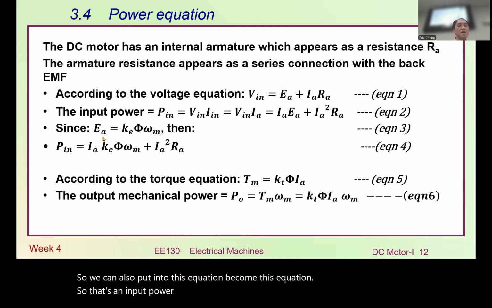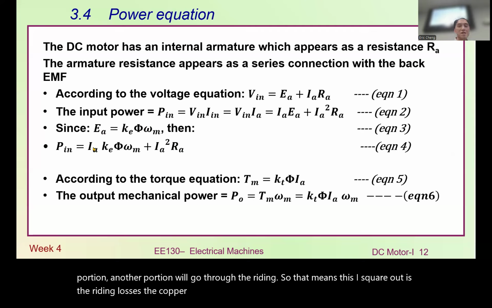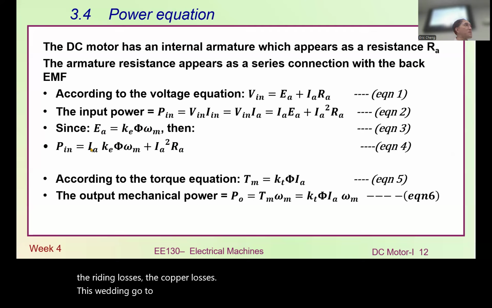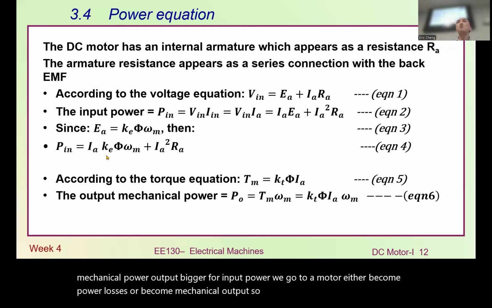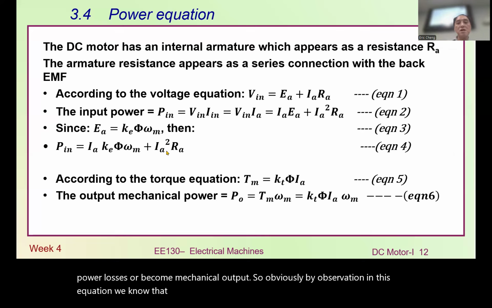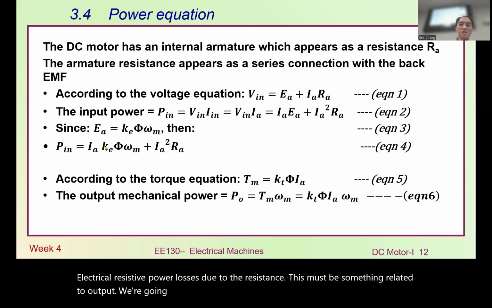So you can see that the input power has a portion going to the back EMF portion. Another portion will go to the winding. So that means this I squared R is the winding losses, the copper losses. The remaining portion must be related to the mechanical power output. Because for input power going into a motor, it either becomes power losses or becomes mechanical output. So obviously, by observation of this equation, we know that this must be the electrical resistive power losses due to the resistor, and this must be something related to output. We're going to go deeper later on.